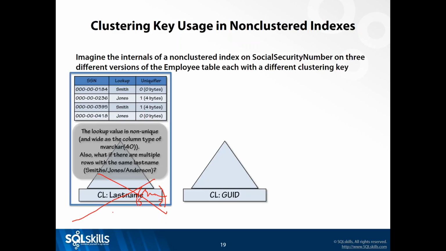Now, what if I clustered on a GUID? Because some of you might say, well, that solves my uniqueness problem. Oh, okay, I'm with you on that one. It does solve my uniqueness problem. But for a lot of you, a GUID is not needed, right?